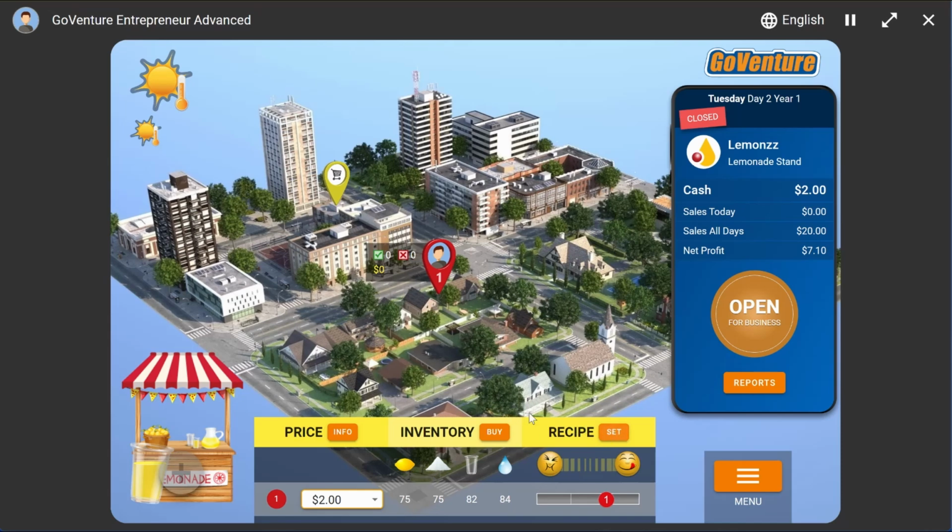So we've got our new recipe. We've got lots of inventory. I'm going to leave the price as it is, and let's go ahead and open for business. All right, here we go. I'm going to mix as quickly as possible. Mixing lemonade, make sure I don't miss any customers. They're buying from us now.